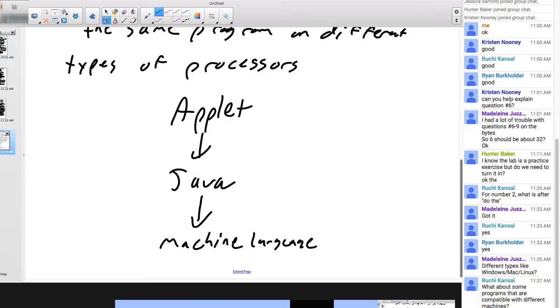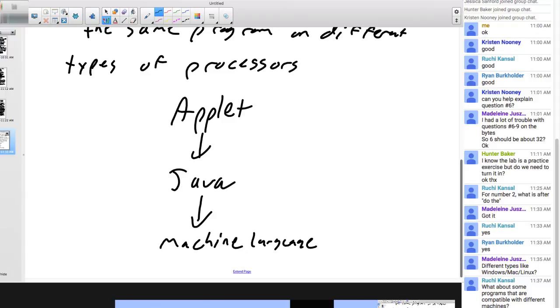So what ended up happening is, when you install Java on your machine, you had to install the right kind of Java for the right kind of machine you were running, so that it knew what machine language it was trying to turn the applet into. Okay. Other programs are compatible on different machines.